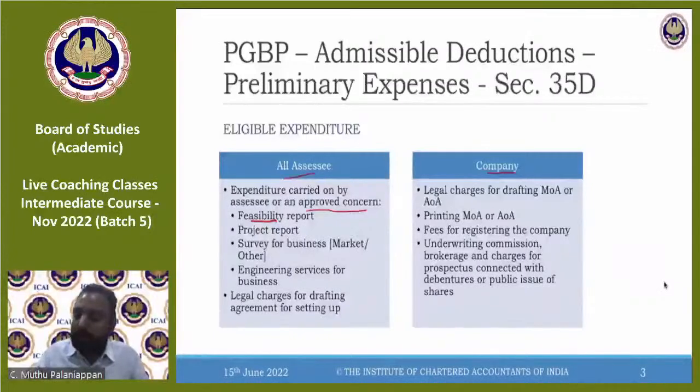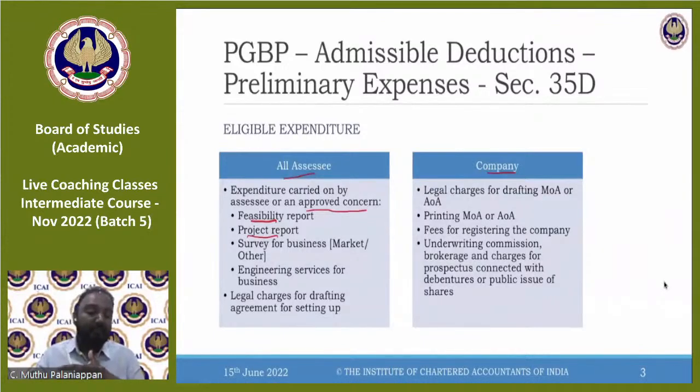And similarly, you have a project report. This is also something similar where you're going to start up a new venture. You're seeing what will be the cost involved, what will be the investment, what will be the return on investment, whether I will be able to meet it, how much will be the debt ratio. So all those things, right? So this project report is also important. So these are all preliminary costs.